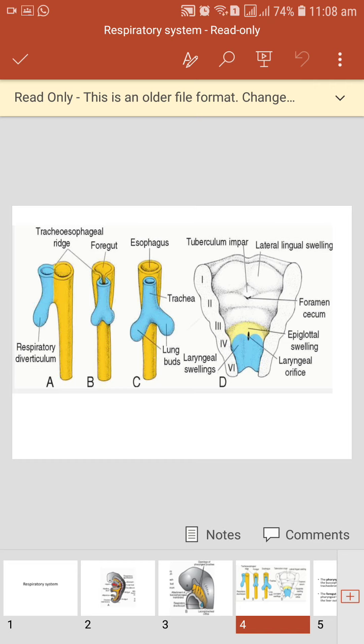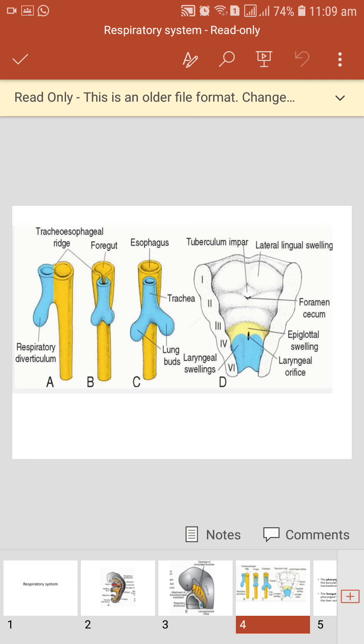Initially, there is a free communication between the respiratory diverticulum and the foregut, but when the diverticulum expands caudally, there is the development of two longitudinal ridges, which are known as the tracheoesophageal ridges. They separate it from the foregut. When these ridges fuse to form the tracheoesophageal septum, then the foregut is divided into a dorsal portion, which is the esophagus, and the ventral portion, the trachea and the lung buds. The respiratory primordium maintains its communication with the pharynx through the laryngeal orifice.